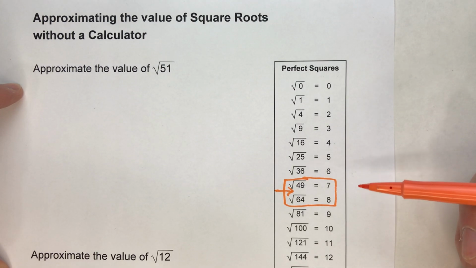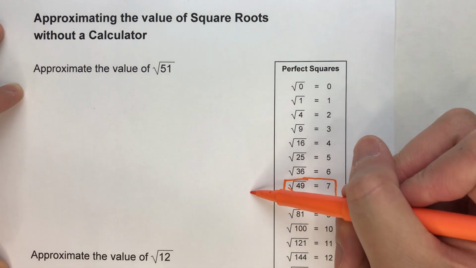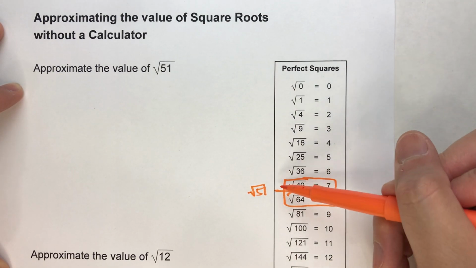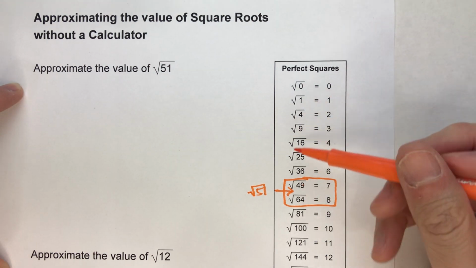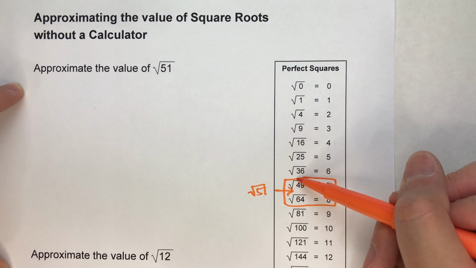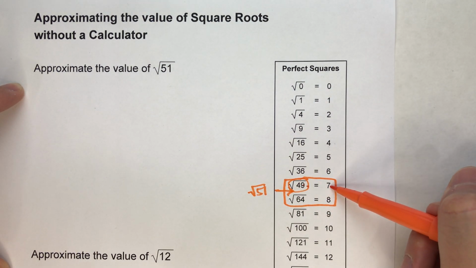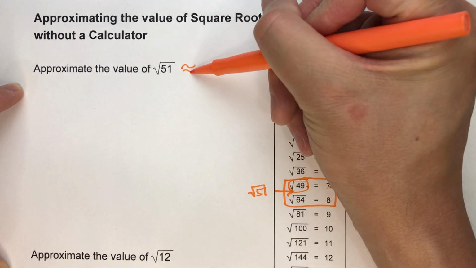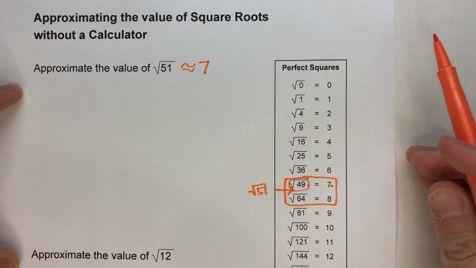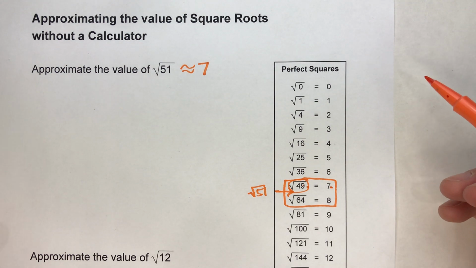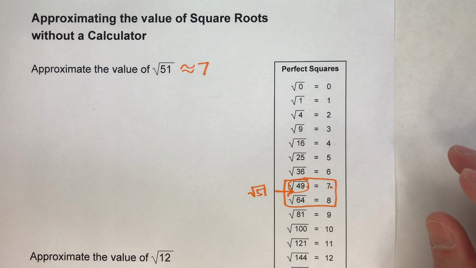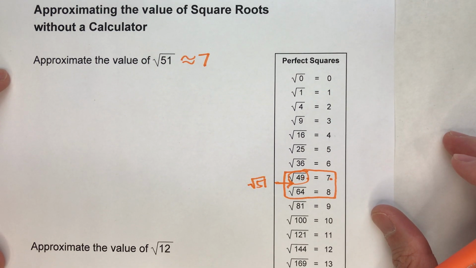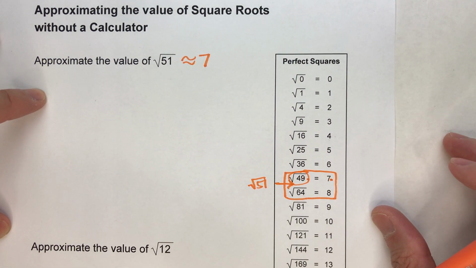And if I take that a step further, 51, it's closer to 49 than it is 64. So that means the square root of 51 has to be closer to the square root of 49, which is 7. So this, to the nearest whole, is about 7. All right? But I think we can do a little bit better than that. All right? So now we're going to get a little bit closer.